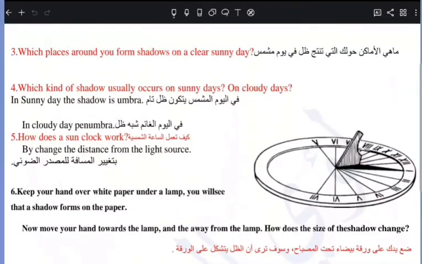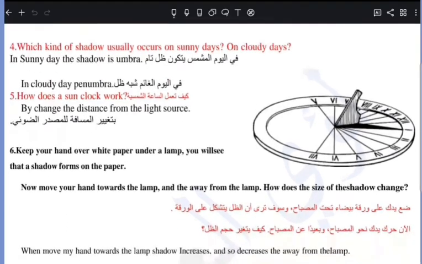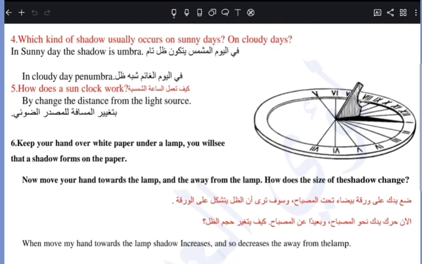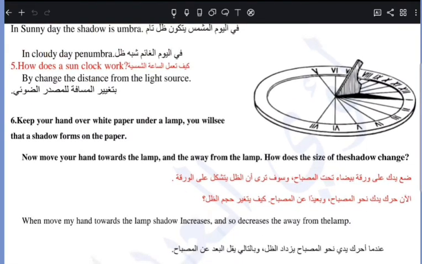Which places around you form a shadow on a clear Sunday? We can use any example from this question for what kind of shadow usually occurs on a sunny day or on a cloudy day. Penumbra on a cloudy day, and umbra on a sunny day. Okay, how do sundials work? By changing the distance from the light source.